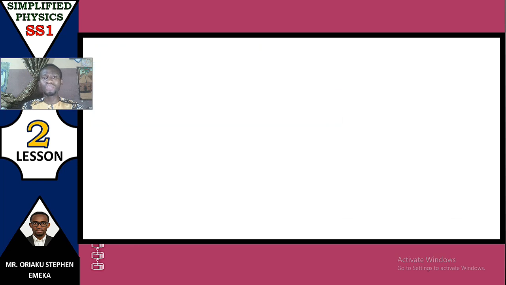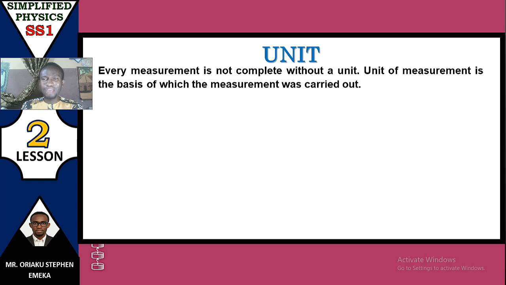Let's go to the next thing, which is unit. If you remember, we said every measurement must have a quantity and a unit. So what is a unit? A unit is the basis on which the measurement was carried out. Every measurement is not complete without a unit. We have 2 types of units, just like for quantities: fundamental units and derived units.